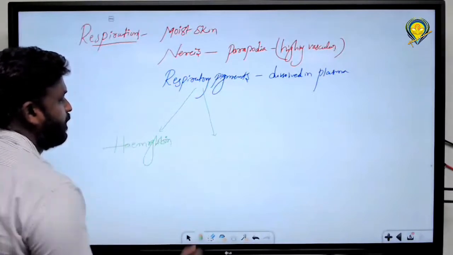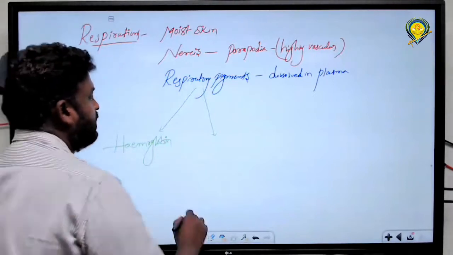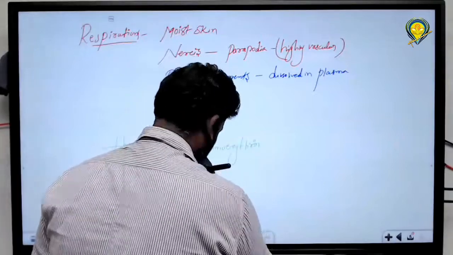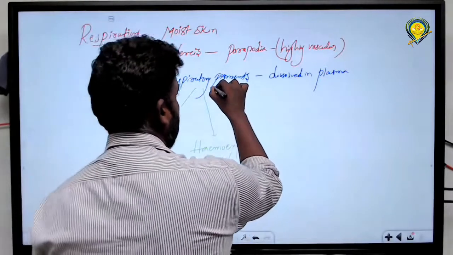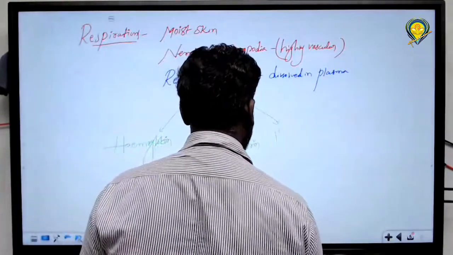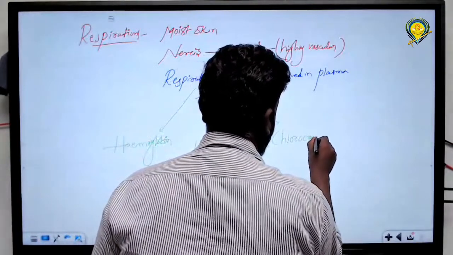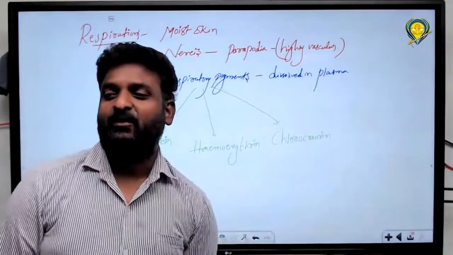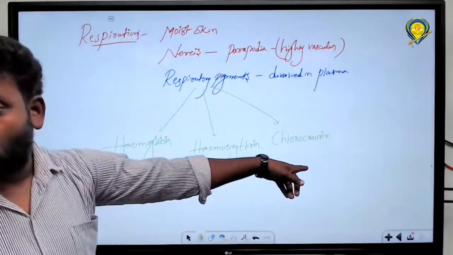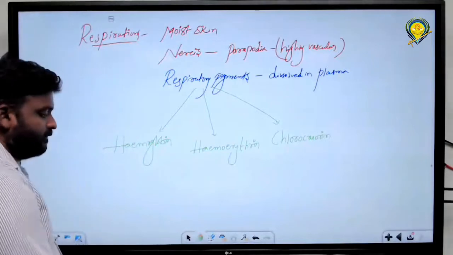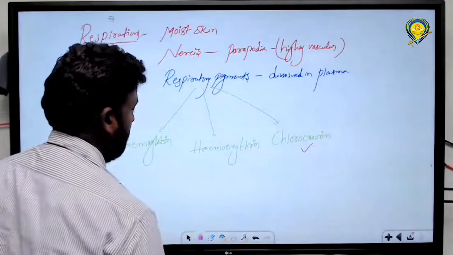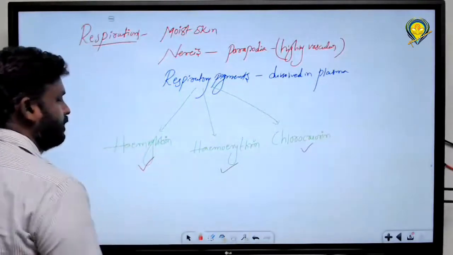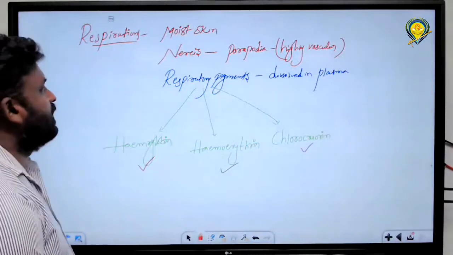Hemoglobin. What is the color? Red color. Very good. And next one, hemerythrin. Green, right? The next one, chlorocruorin. Pink or violet color blood. Some annelids are having this kind of blood color. Okay, got it? This is the respiratory system.